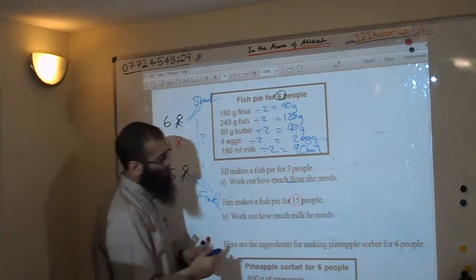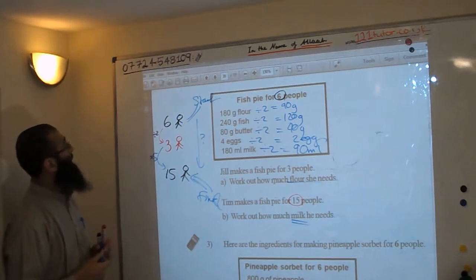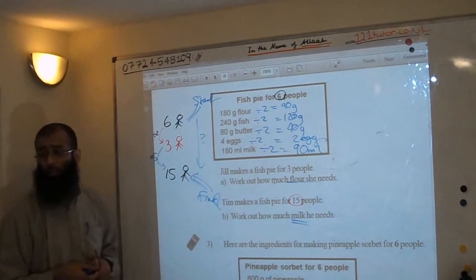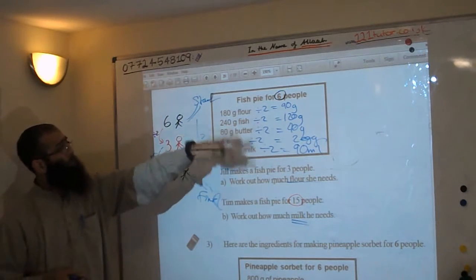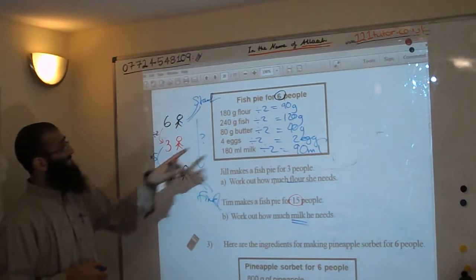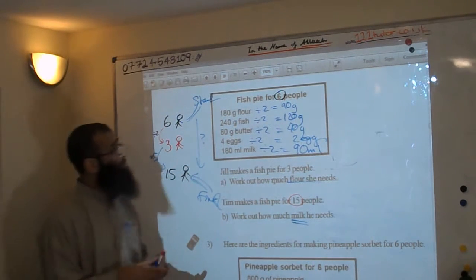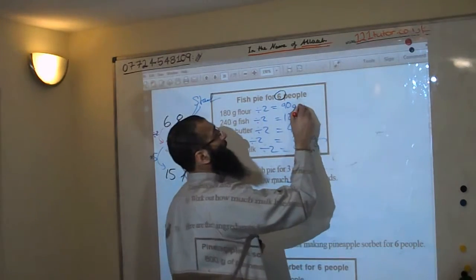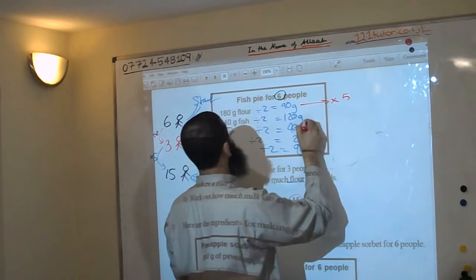So we're going to work out, they say, how much milk. Right, let's have a look. In essence, what we could do now, this one was already worked out divided by 2, and that gave you a recipe for 3. What we need to do now is take this calculation there and multiply them by 5 for the next part. So I'm going to do that in a different colour. So this part here, 90 times by 5.